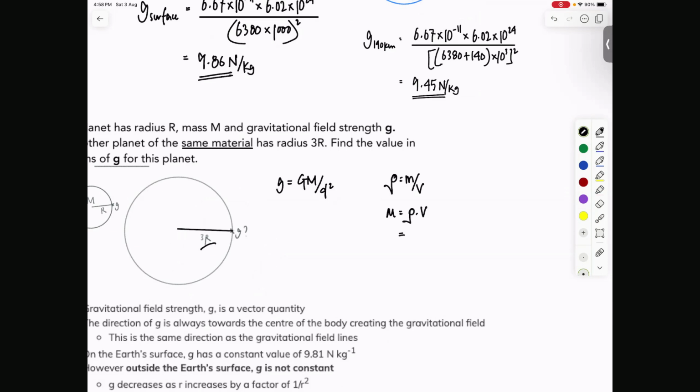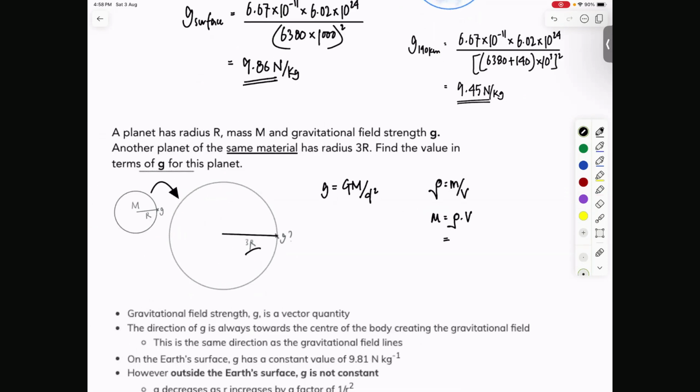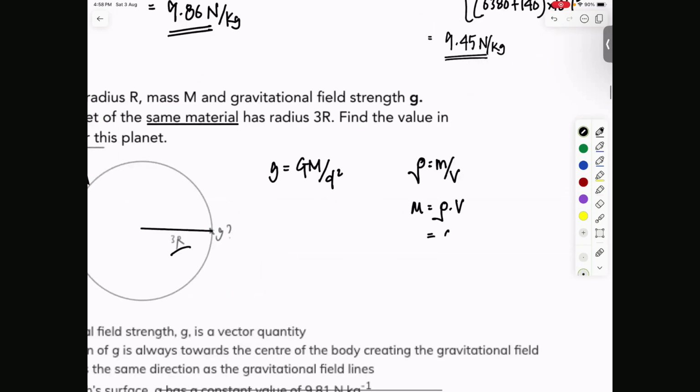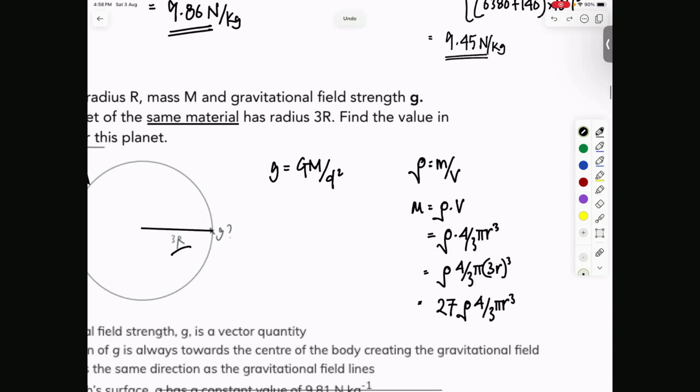Now let's try to understand how much is the increase in volume here. So density into volume হচ্ছে 4/3 pi r cubed, right? So আমার যদি radius 3 times বাড়ে, this is going to be 3r cubed, which is going to be 27 rho 4/3 pi r cube. So আমার হচ্ছে 27 times increase mass. This mass is 27 times more. So there's an increase in mass of 27 times.